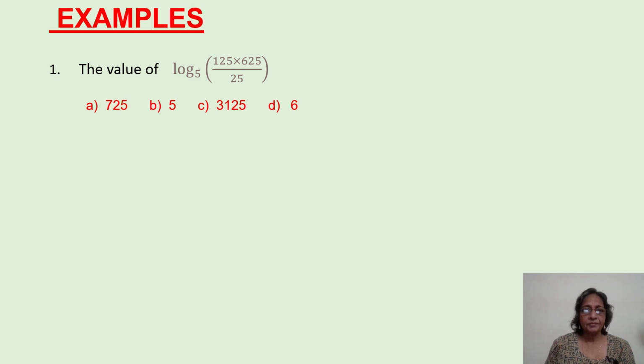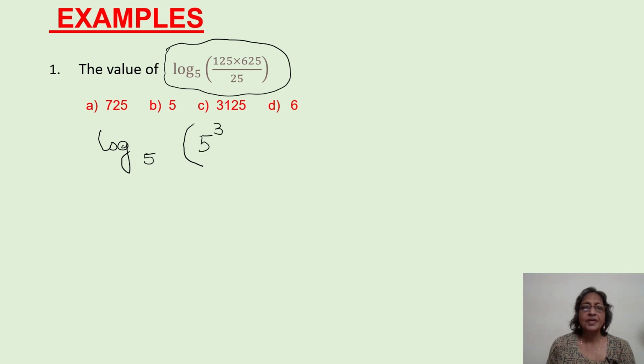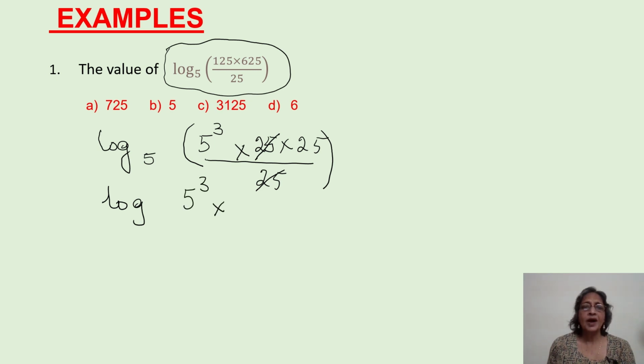Our first sum is here. Now, if you look at what is given to you, you need to find the value of this. Okay, so what we are going to do is simplify this. So we'll get log 5 into 125 can be written as 5 raised to 3, and this can be 25 into 25, and the whole thing divided by 25. So what happens here? This 25 goes, and we are left with log 5 raised to 3 into 5 raised to 2, the whole thing to the base 5.